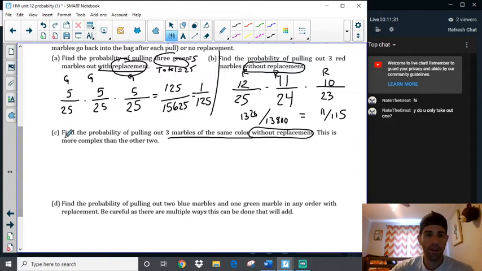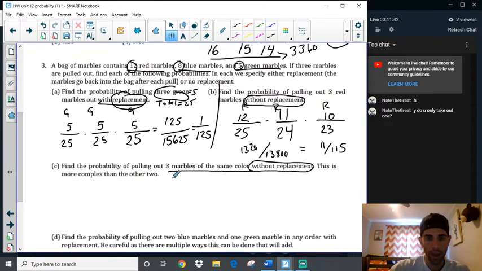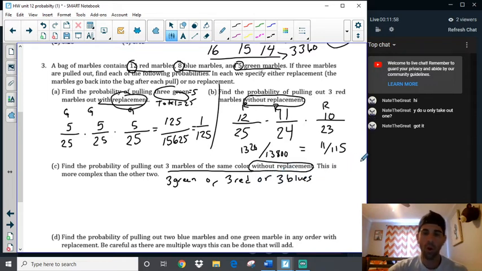Okay, C. Find the probability of getting 3 marbles of the same color. So what are all of the choices? Well, I want to do it in the same order that I got. I could get 3 greens. That would be getting 3 marbles of the same color. Or I could get 3 reds. Or I could get 3 blues. All of these would satisfy the question of pulling out 3 marbles of the same color.